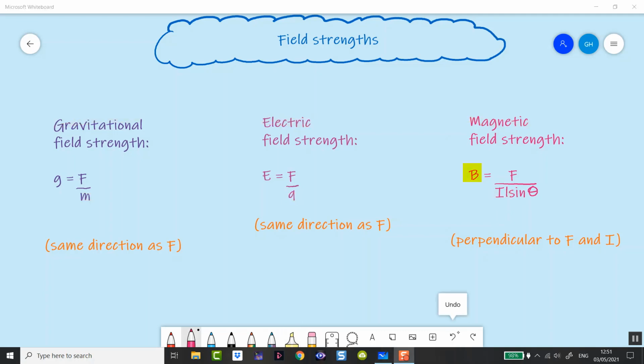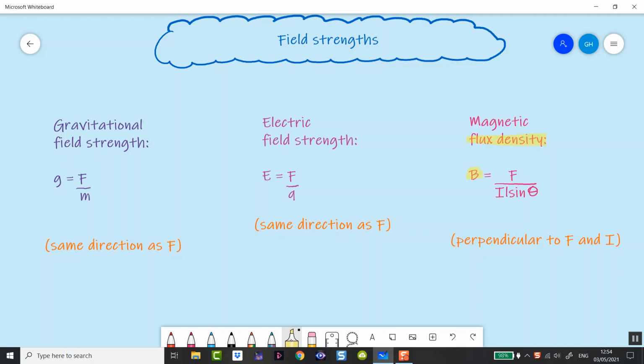Now, I've just called B the magnetic field strength, and it is totally okay for you to think of B as the magnetic field strength for your A-level. However, you must call it the magnetic flux density. If you really want to know why, keep listening, otherwise just mute the video until you see the next title.